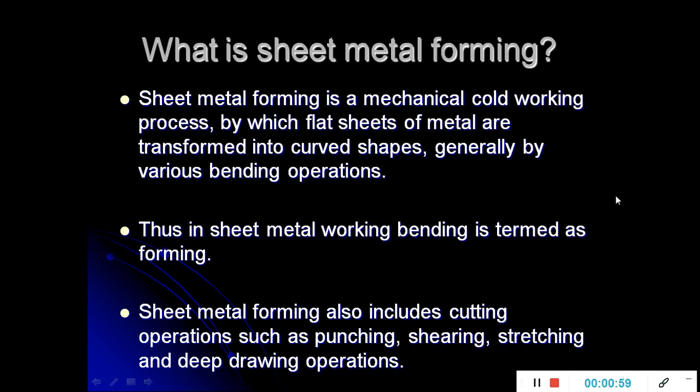Now coming to, what is sheet metal forming? See, sheet metal forming is a mechanical cold working process in which sheets of metal are transformed into curved shapes, and it is generally done with the help of a bending operation. Here the metal sheets are converted into curved shapes with the help of a bending operation.